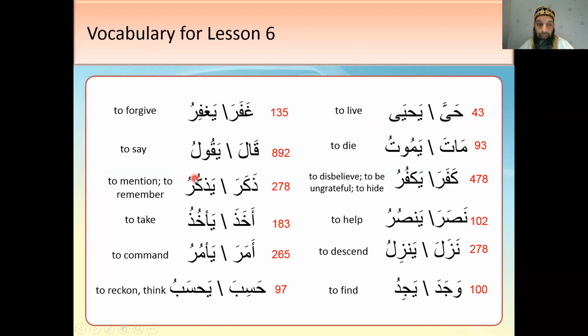Is there a top 100 root word list we can learn? Yeah, I think one of the sisters sent it. I think I've got something like that. I'll try to post it in the group, inshallah. Yeah, that's what you want to learn, the root words.